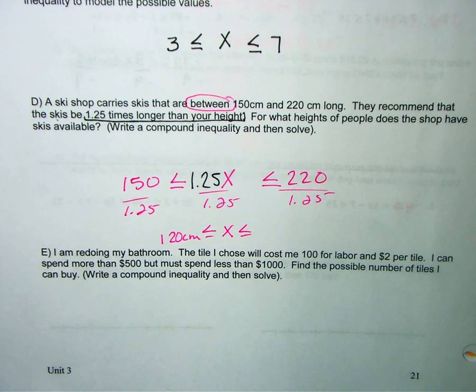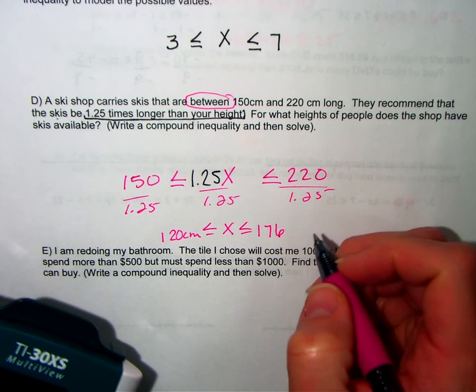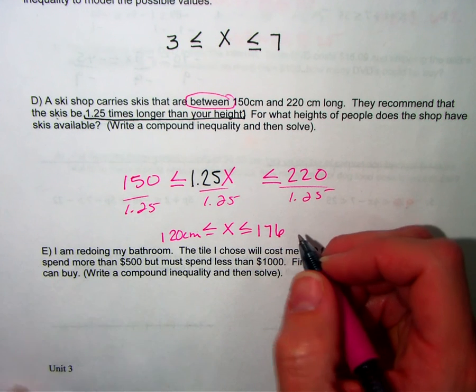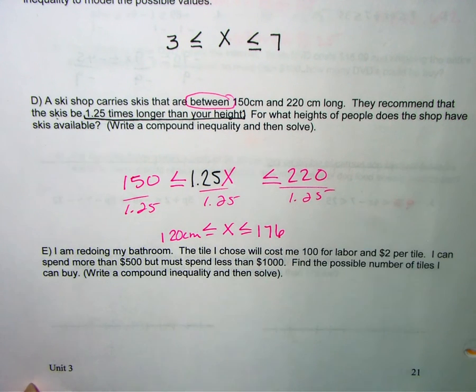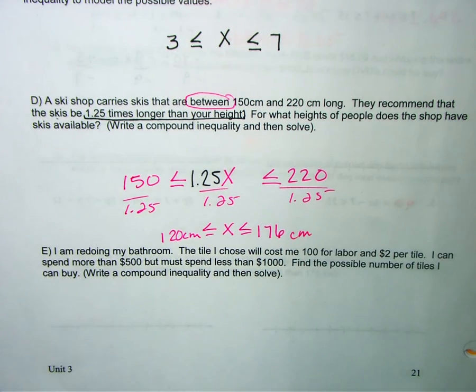And then I do 220 divided by 1.25. So you actually probably don't know how tall you are in centimeters. Like, I know I'm 5'8", but I don't have any idea what that is in centimeters. But the rest of the world does, because they go on the metric system, whereas we go on feet and inches. So this is centimeters, which is height for most people in the world.